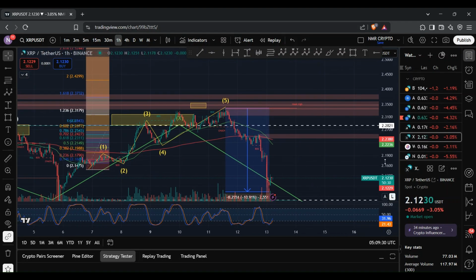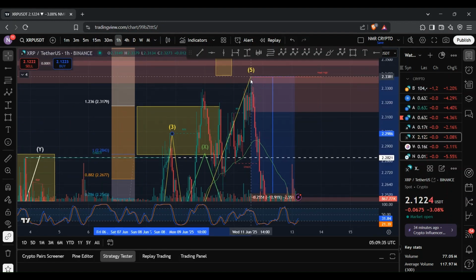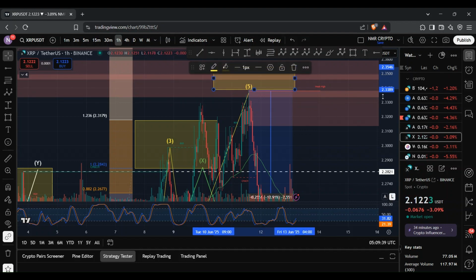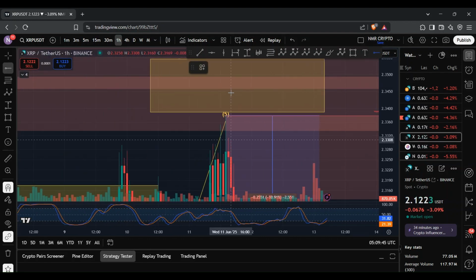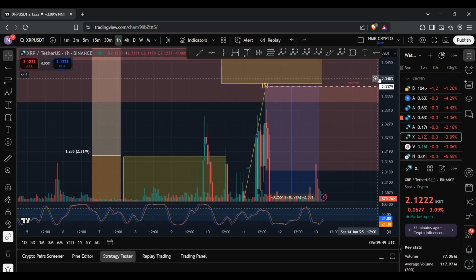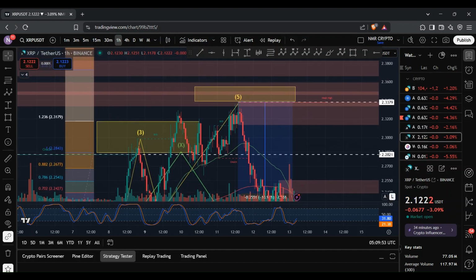And as you guys know, I was looking for a move to the upside to complete the fifth wave, which is this one here, where I was looking for the fifth wave to reach this region between $2.33 to $2.35. And it looks like we just about fell short of that target, where we ended up reaching $2.33. And so once we reached this level, you can see that we got rejected, and we saw a further move to the downside.